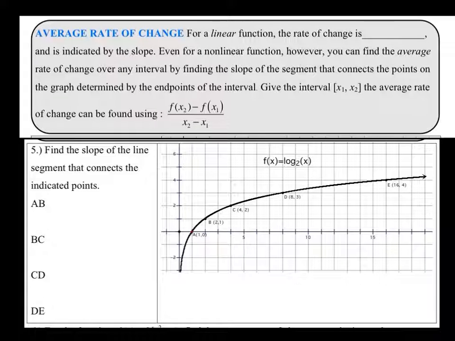In the past, you have learned about rate of change and slope for linear functions. For linear functions, that change is just a constant change. It's a continuous slope, like 1 over 2, or 3 over 1. It's the same the entire time, and it's indicated by the slope.